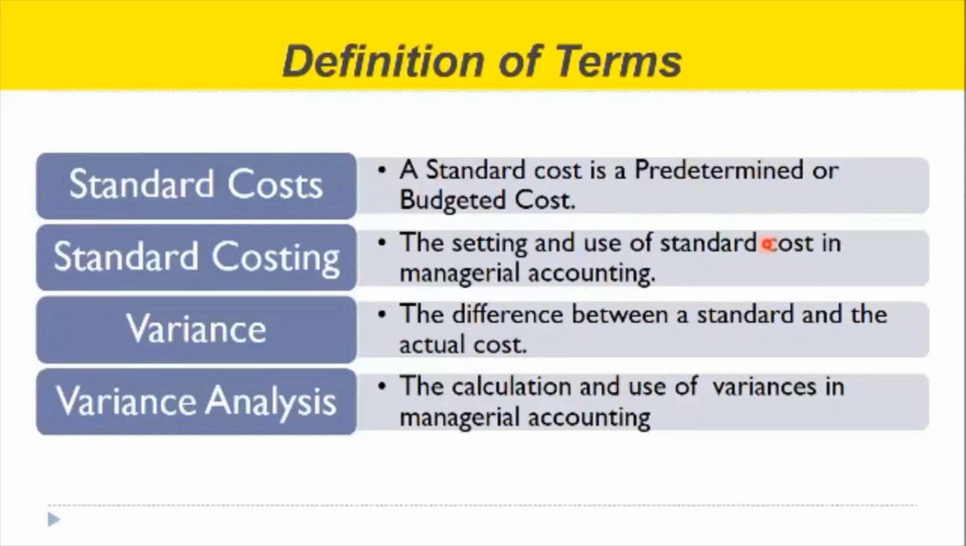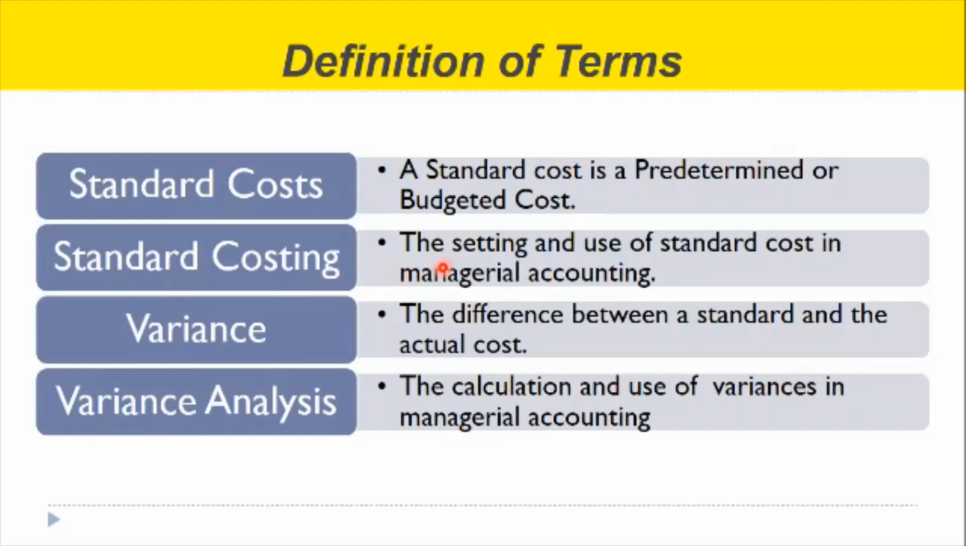First, we'll look at the definition of the terms. There are 4 technical terms that you'd come across. First one is standard cost. A standard cost is a predetermined or budgeted cost. This means that the management set the cost of the various elements of cost as a standard, and then they work towards achieving that standard.